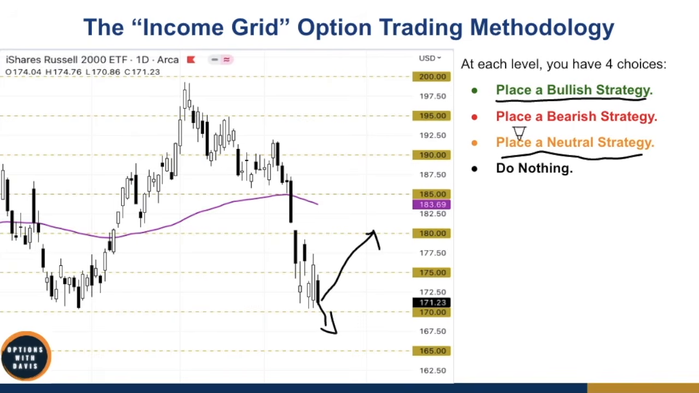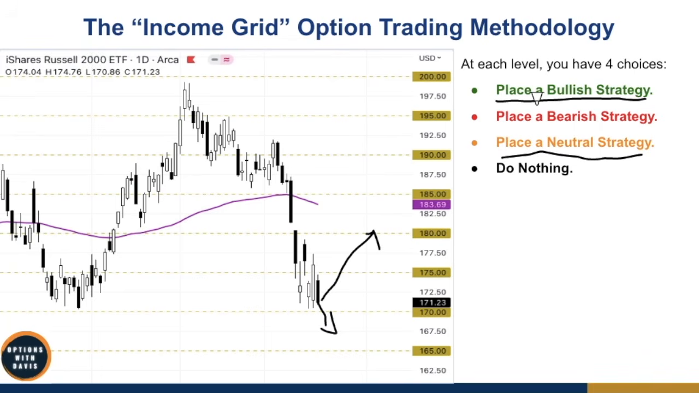So basically, when you have this income grid down here, it eliminates the problem or the issue of wondering when to enter into a trade, right? As long as the prices have reached any of these levels, you can do something. For me personally, I do have a trade at each of these levels.